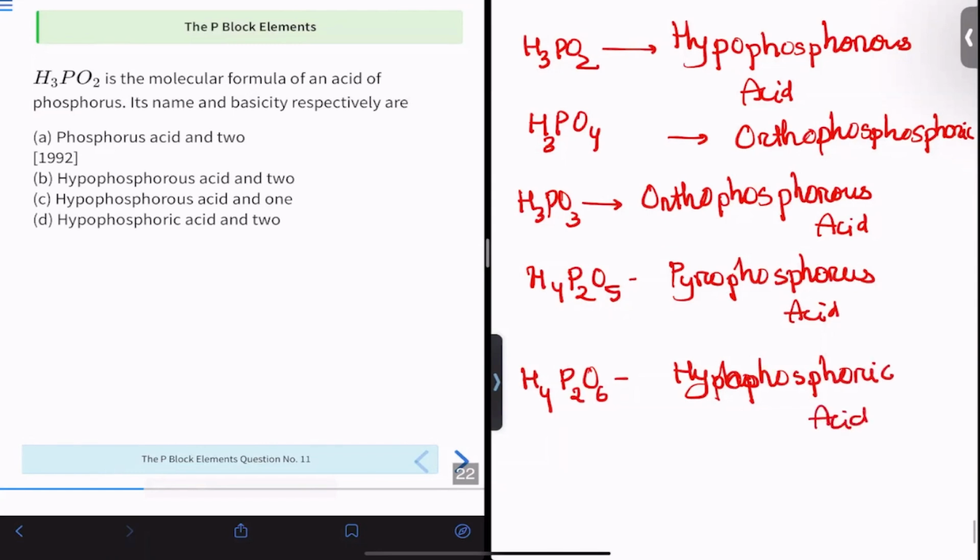Okay, guys. So there is a table in NCERT with the structure of all these compounds, with the name, the basicity and the oxidation state. Everything is very, very important. So please write it again and again. You will definitely remember.